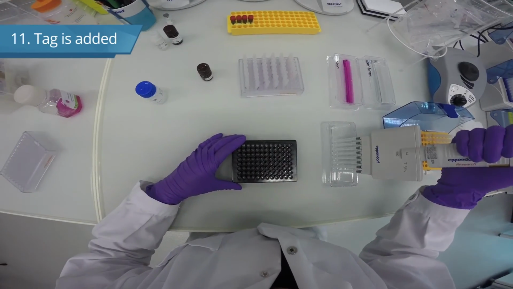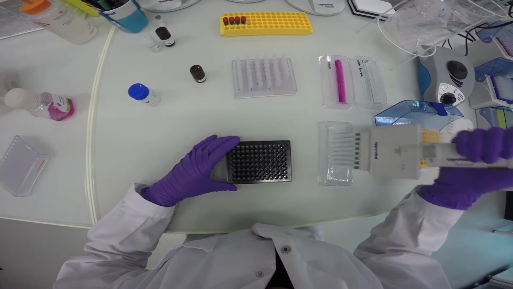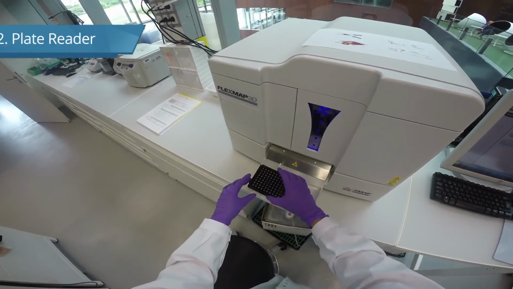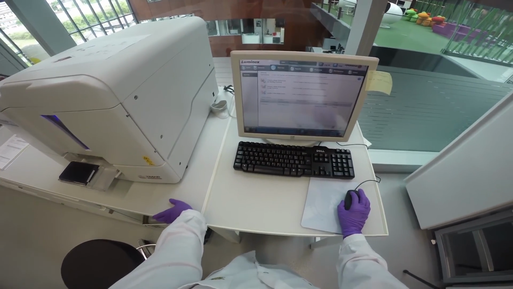Next, a secondary antibody, again specific to each protein, with a tag is added to the plate. The plate is then washed and left to incubate for 30 minutes, after which it's put into the plate reader.